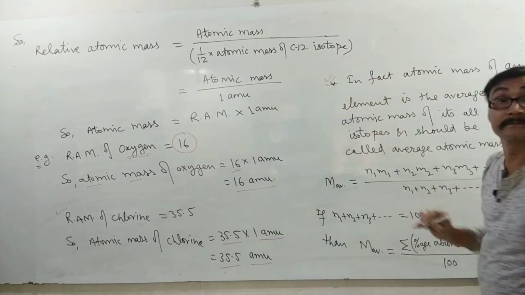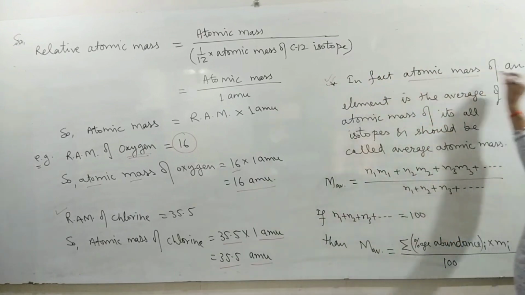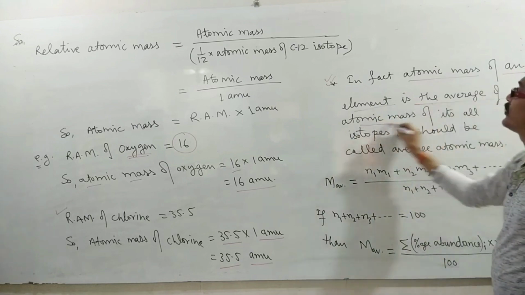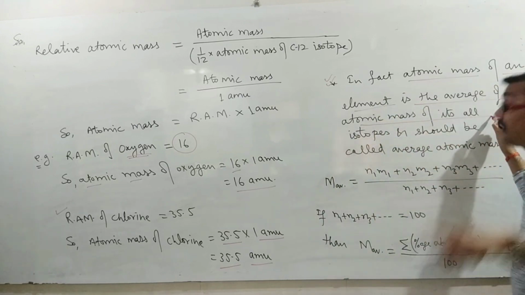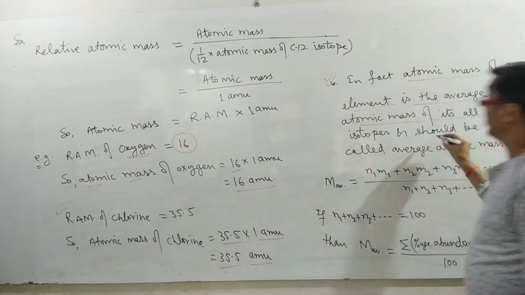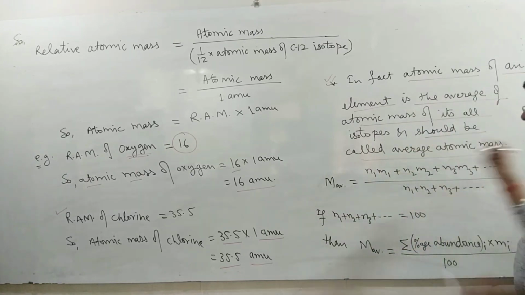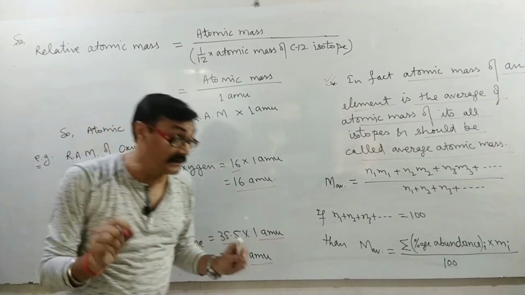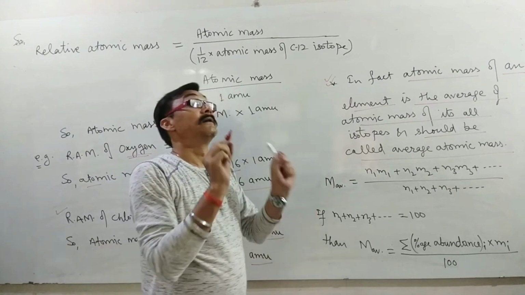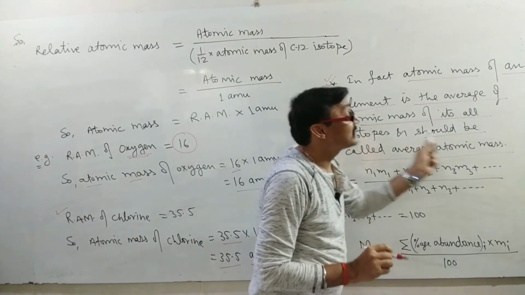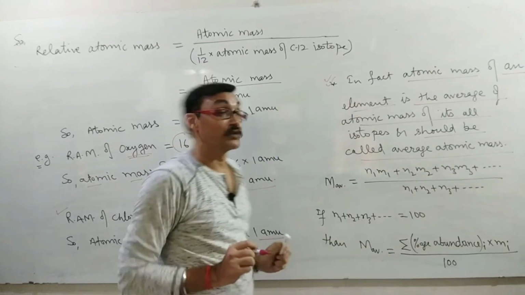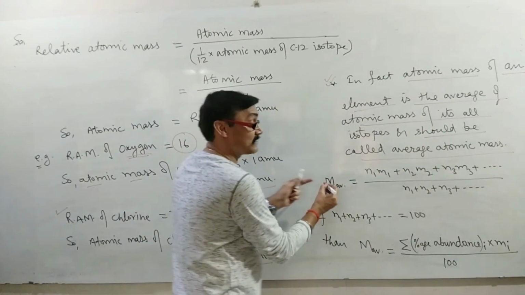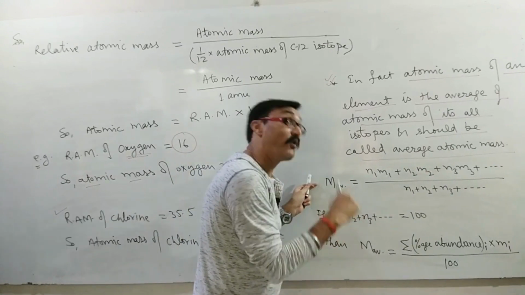In fact, the atomic mass of an element is the average of the atomic masses of all its isotopes. So it should be called average atomic mass. Generally we call it atomic mass, but strictly we should call it average atomic mass. So atomic mass, or average atomic mass, is in fact the average of the atomic masses of all isotopes.